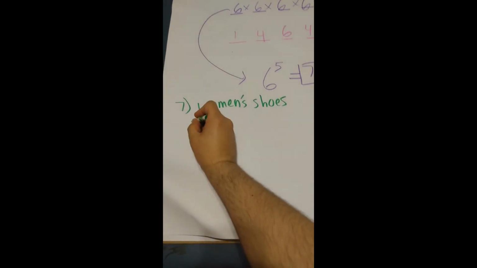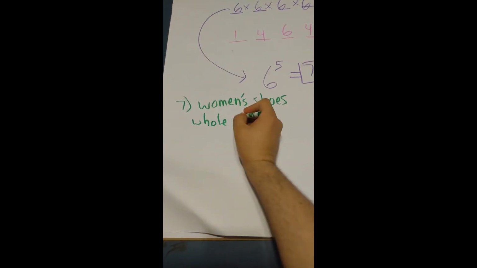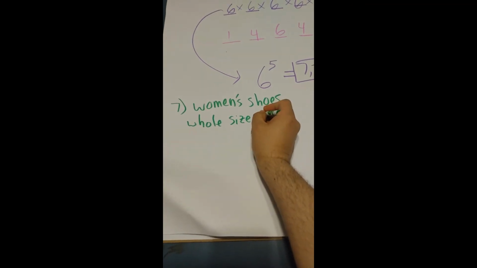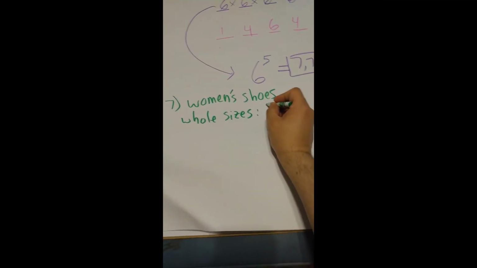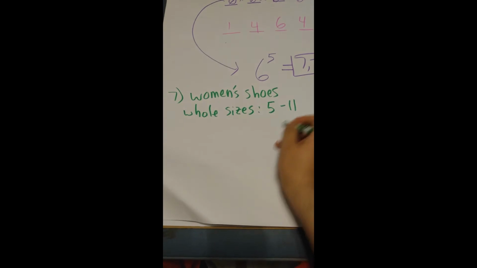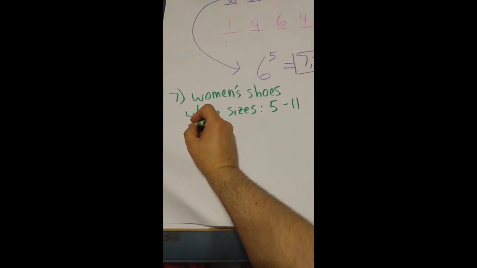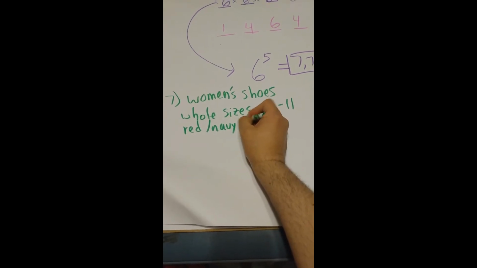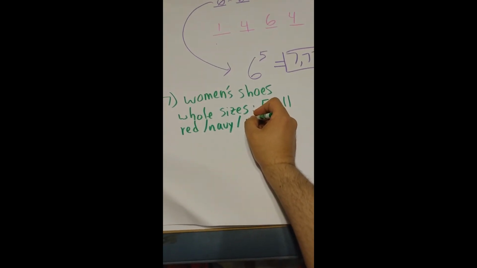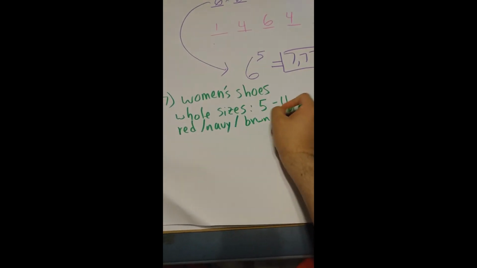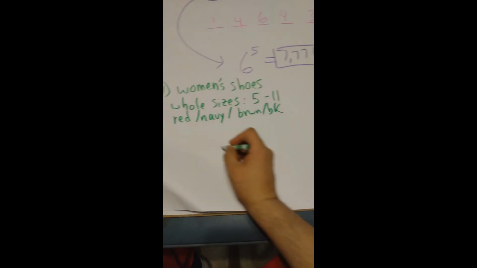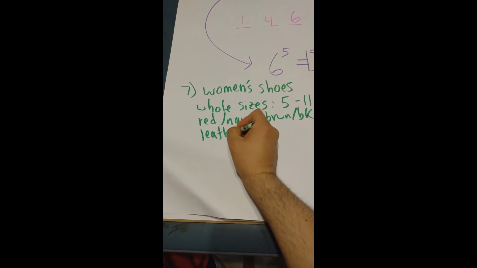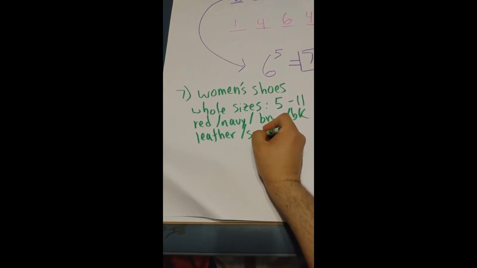Where at this store, there's not going to be half sizes. Okay, we're going to say that those are not available. Sometimes they're not. So whole sizes are only available. Which whole sizes? From 5 to 11. Well, there's a bunch of colors. The colors available are red, navy, which is a dark blue, brown, and black. And then there's 2 different materials, which are leather and suede.